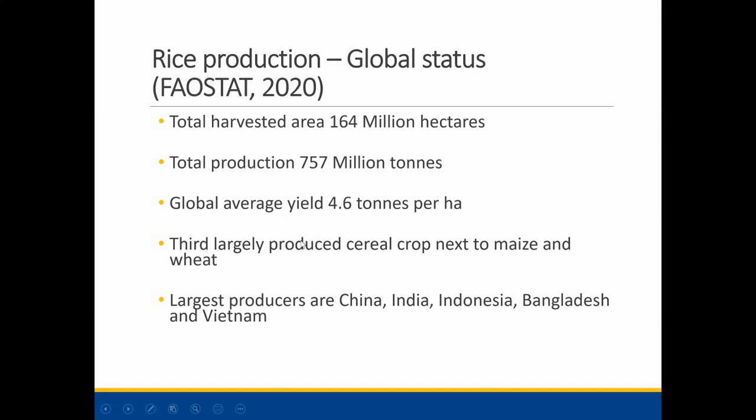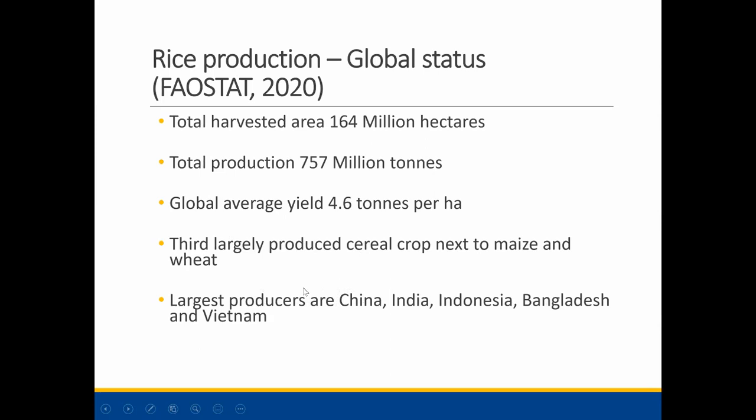If you look at the global status, there are a few important cereal crops, like maize, wheat, rice, and barley. When you put them in order of production, rice comes third. The most highly produced cereal is maize, followed by wheat, and then rice. The largest producers in the world are China first, then India, Indonesia, Bangladesh, and Vietnam. This is also based on the 2020 statistics.